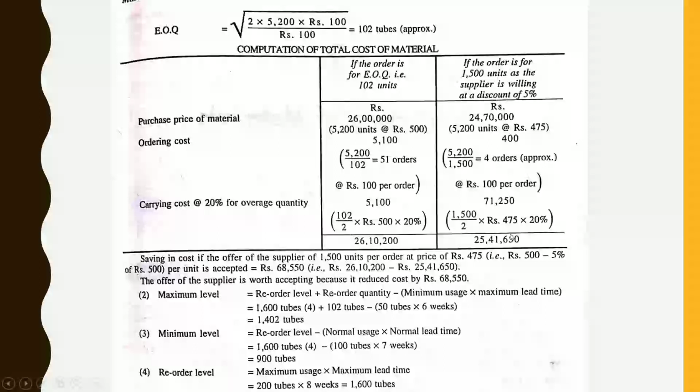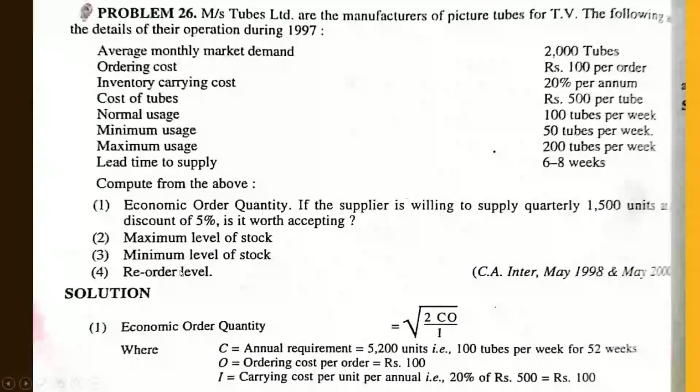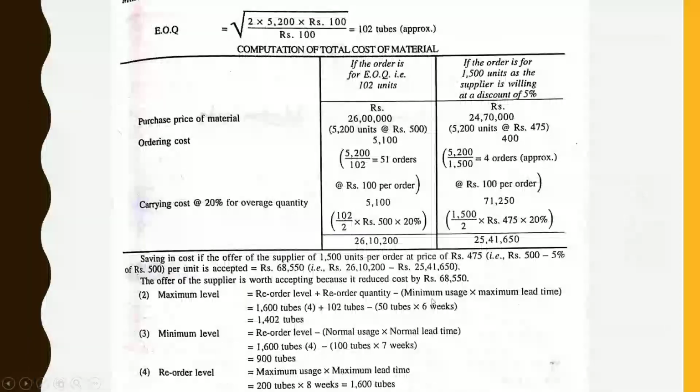So just you write this line, the offer of supplier is worth accepting because it reduced cost by 68,550. Okay. So next we should calculate what? Maximum level, minimum level, and reordering level. So same way. So maximum level, what is the formula? Reordering level plus reorder quantity minus minimum usage into minimum lead time.